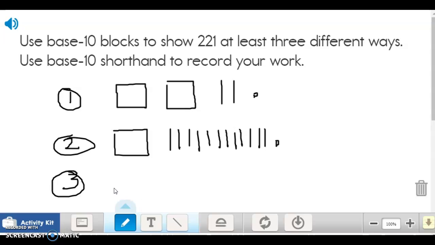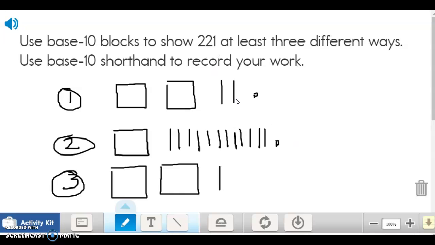Now we get to do it a third way. So this one, I could do 100, 200. I could use my flats there, keep that the same. But in place of that long, I could use cubes. But I'm going to need 1 full cube. So I could do 1 full cube. So I'm at 100, 200, 210. And I need to get to 221.